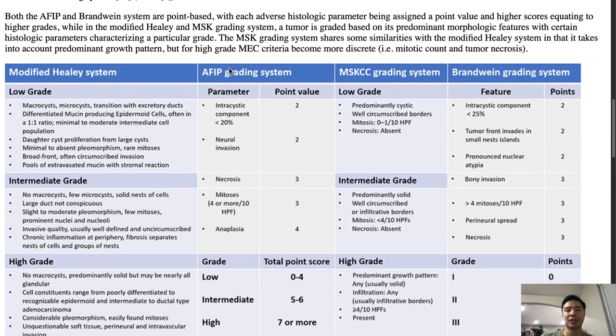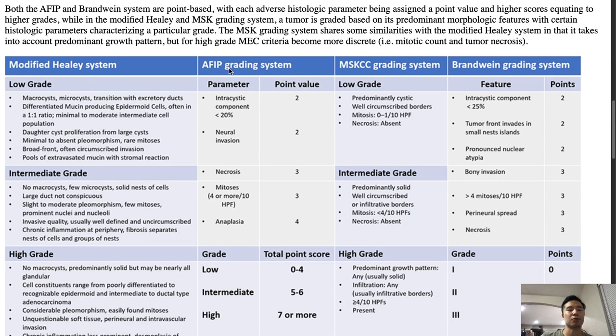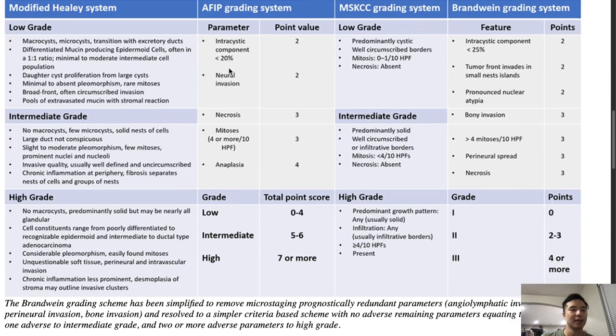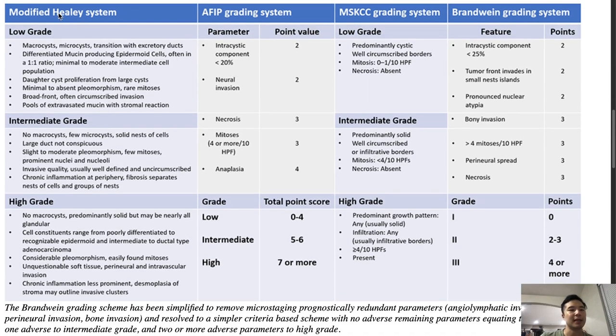The MSK grading shares some similarities with the modified Healy system in that it takes into account predominant growth pattern, but for high-grade MEC, criteria become more discrete with the mitotic count and tumor necrosis. So, in the modified Healy system, low grade, you'll have macrocyst, microcyst transitions with excretory ducts, differentiated mucin-producing epidermoid cells, often in a 1-to-1 ratio, minimal to moderate intermediate cell population. You can have daughter cyst proliferation from large cysts, minimal to absent pleomorphism, rare mitoses.